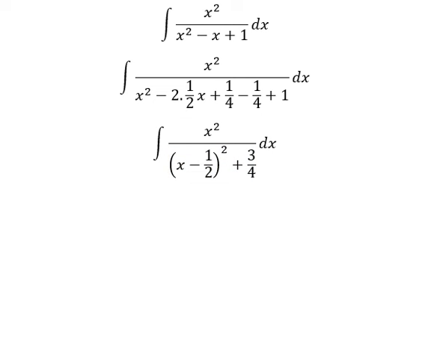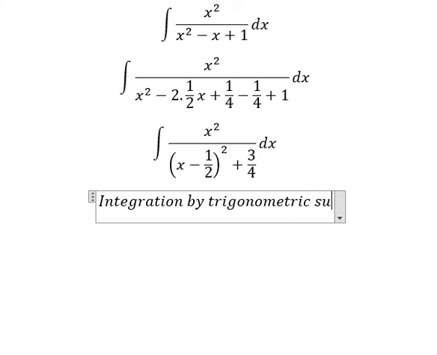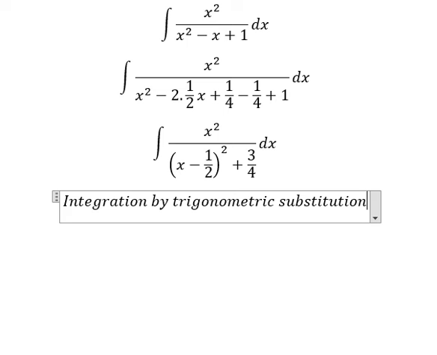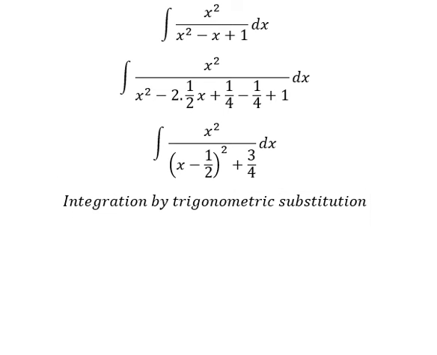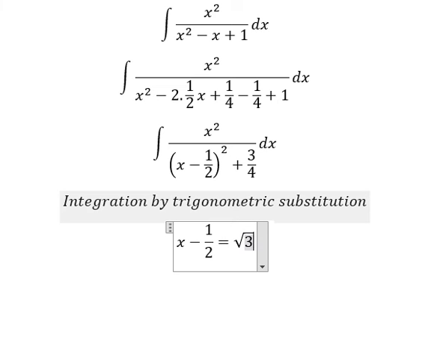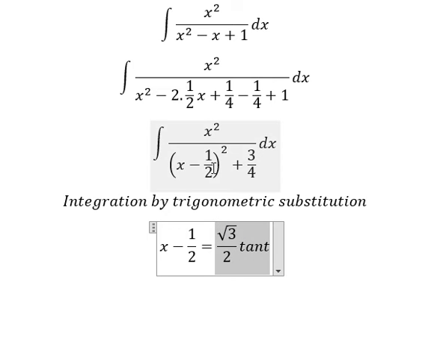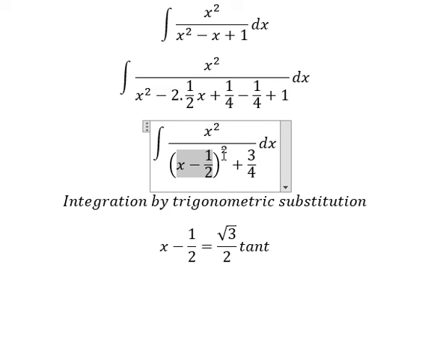So we need to use about integration by trigonometric substitution. So I will put about x minus 1 over 2 equals to the square root of number 3 over 2 times t. Because if we put this one go in here, we have 3 over 4 times t square.